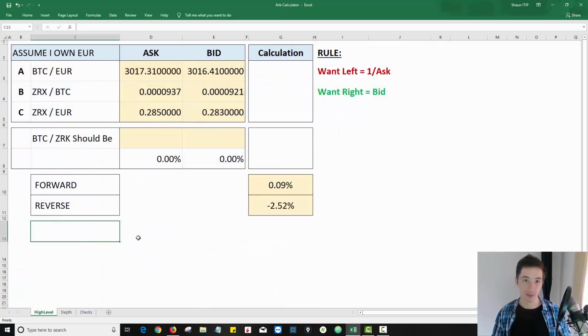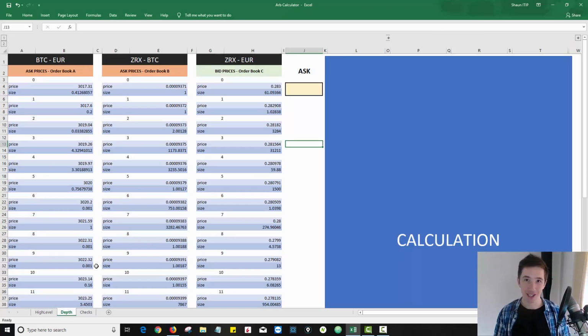It is going to continue from the previous video that we did when we were looking at the high level calculation, but now we need to go into the order book depth. So let's get into it.